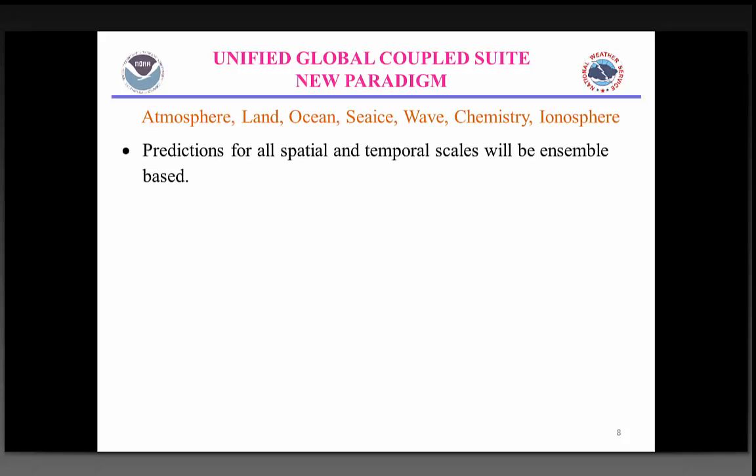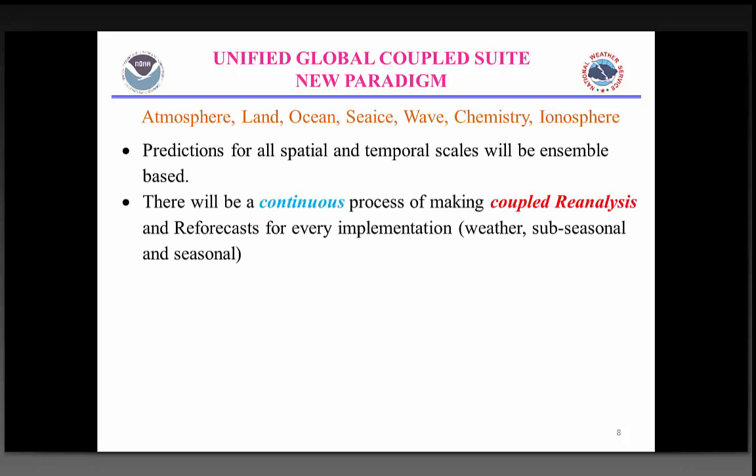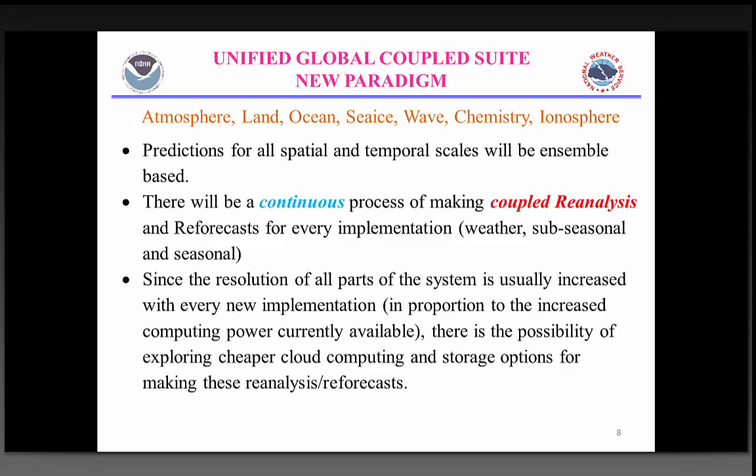Okay, so the predictions for all spatial and temporal scales will be ensemble-based. There will be a continuous process of making coupled reanalysis and reforecast for every implementation, whether it's weather or seasonal. And since the resolution of all parts of the system is usually increased with every implementation, in proportion to the increased computer power, we're looking into the possibility of exploring cheaper cloud computing and storage options for making these reanalysis and reforecasts, because they don't really have to go into the production computers. They could be done elsewhere.